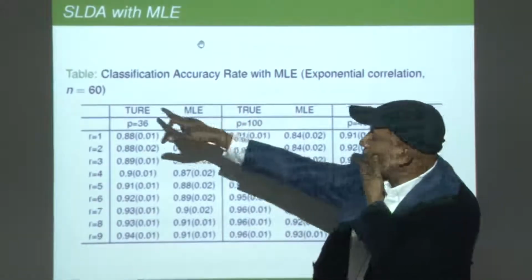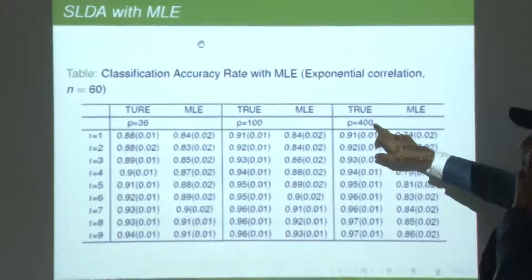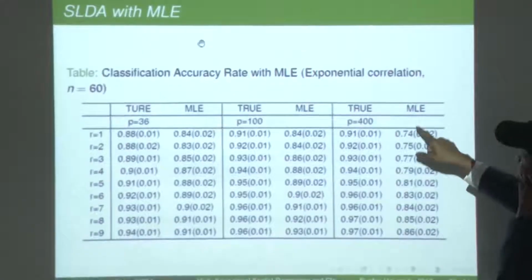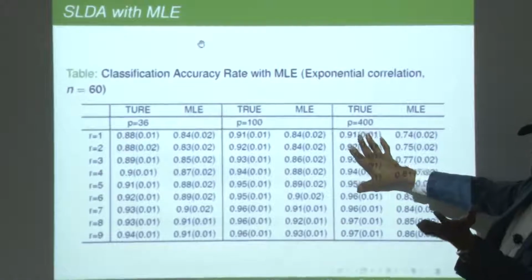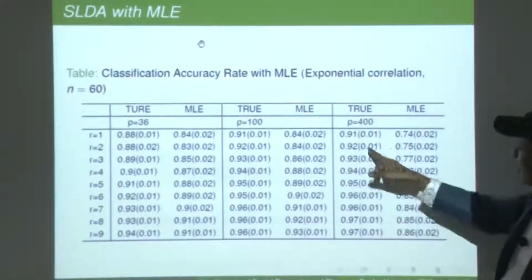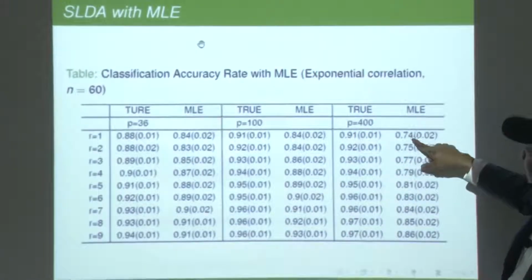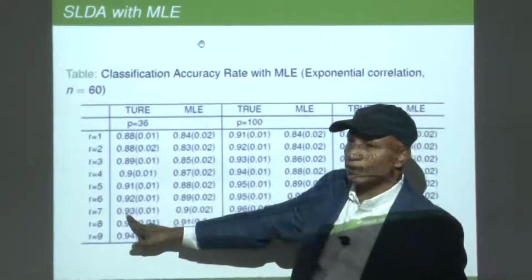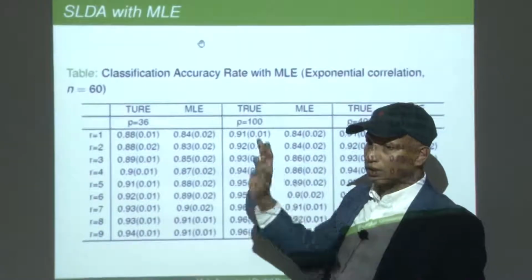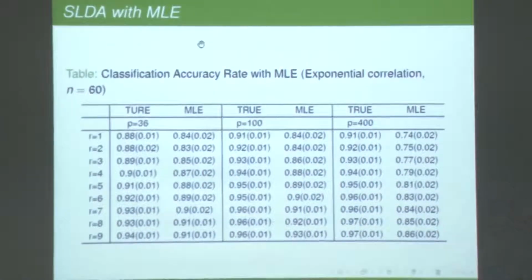Now p equal to 100, which is bigger than 60, and p equal to 400, which is bigger than n. Now look at that when you do the MLE; truth means you are not doing any estimate, as if you know everything. Compared to this, you can see that the performance is not as good as it was here. So it is deteriorating in this situation, which makes sense.